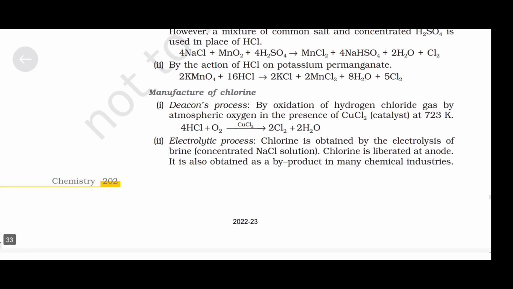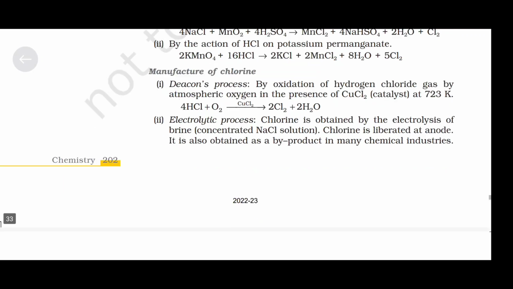Manufacture of chlorine. Deacon's process. By oxidation of hydrogen chloride gas by atmospheric oxygen in the presence of CuCl2 catalyst at 723 Kelvin. So 4HCl plus O2 and cupric chloride will give Cl2 plus 2H2O.